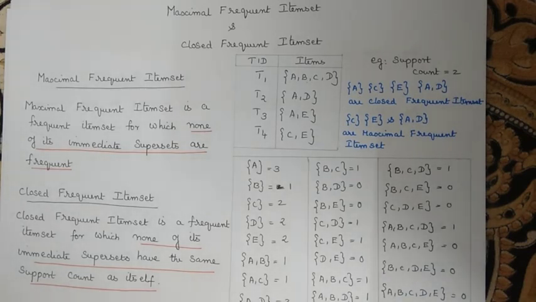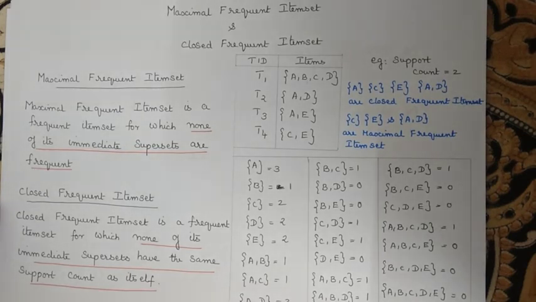To brush up, a frequent item set is an item set whose support is greater than or equal to a minimum support threshold which we have. Okay, so when we come to the maximal frequent item set definition, it goes like this. A maximal frequent item set is a frequent item set for which none of its immediate supersets are frequent. We call a particular set frequent when it satisfies the minimum support threshold which is given to you. Only then will we call a particular set a frequent set.